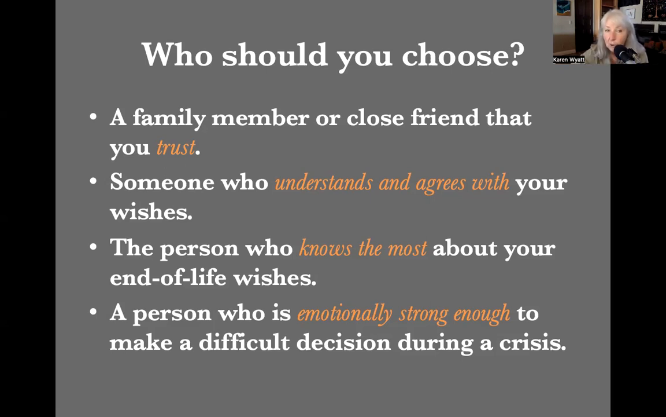But as we've said already, someone who will listen and someone who understands and is likely to agree with you. The fourth criteria that I stress is this person has to be emotionally strong enough to make a difficult decision during a crisis. Oftentimes, people just default and say, my spouse will be my healthcare proxy, or my oldest child will be my healthcare proxy. But it's important to think about the fact, if a crisis has occurred, there's been a terrible accident or a terrible healthcare crisis, the person you choose may be in shock or may be grieving or may have a lot of conflicting emotions they're experiencing in the moment.